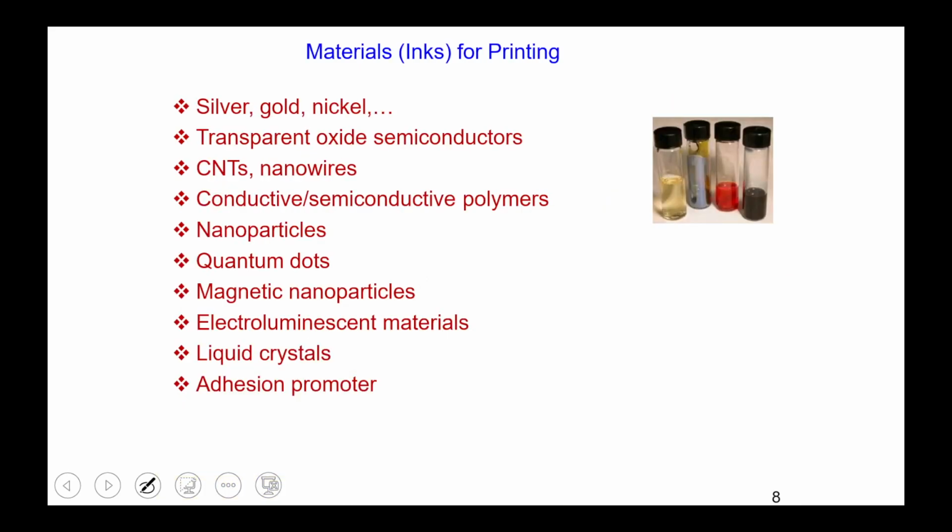So these are the materials we require for printed electronics. What are the materials for flexible electronics? Silver, gold, nickel, transparent oxide semiconductor, CNT, nanowire, conductive semiconductor polymer, nanoparticles, quantum dots. You can use them as per the application requirement of your devices. What type of sensor you want to fabricate and what type of materials you want to use, which give a good response or good resolution of your devices, according to that you choose the materials.